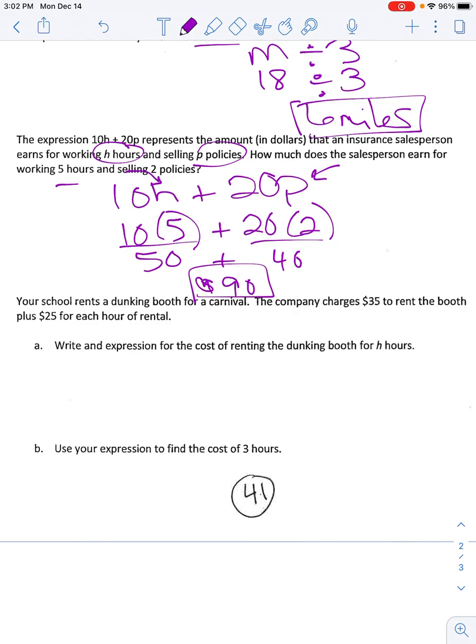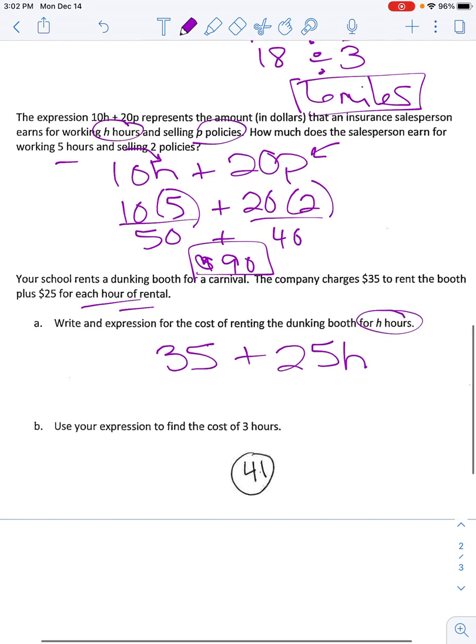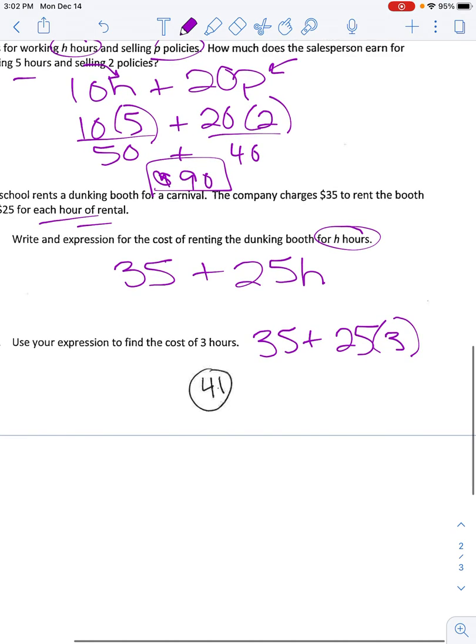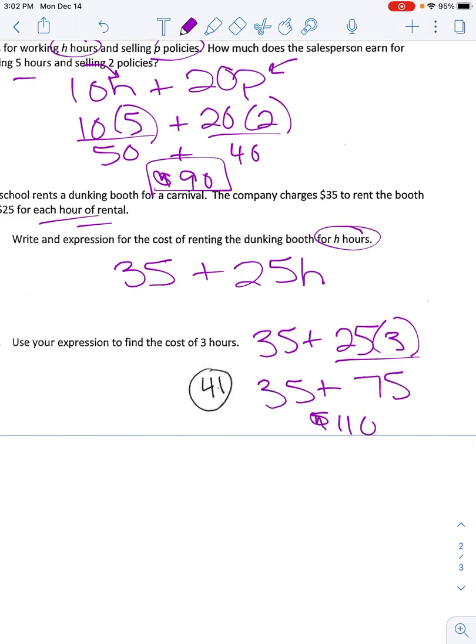Your school rents a dunking booth for a carnival. The company charges $35 to rent the booth plus $25 each hour. So write an expression for the cost of renting the booth, $35 to rent it, plus $25 per hour. And then use the expression to find the cost of 3 hours. So we're going to substitute in 3 for the number of hours we're renting this booth. Remember, multiplication comes first. 3 times 25 is 75. And then 35 plus 75 is $110.